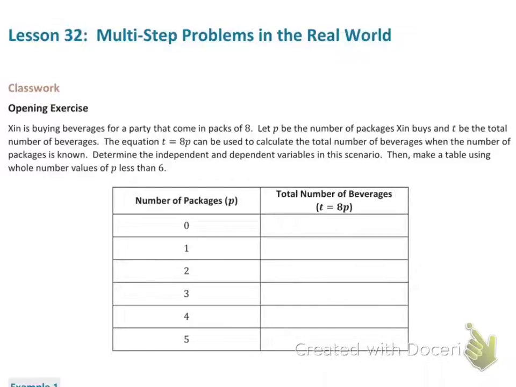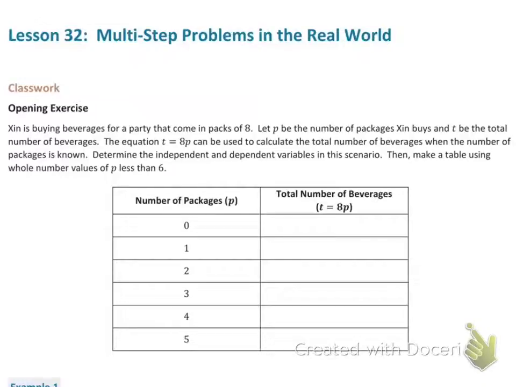All right, well, a lot of this has been done for us, and even if you understand the tables, like we talked about in Lesson 21, you can see the independent and dependent variables based on where they are in the table. But we'll talk about independent and dependent again so you can understand what those are. The independent variable is the variable that you can choose. So based on the situation, what is it that you can choose in this scenario? Can you choose the number of packages that Zin buys, or do you get to choose the total number of beverages that he gets?